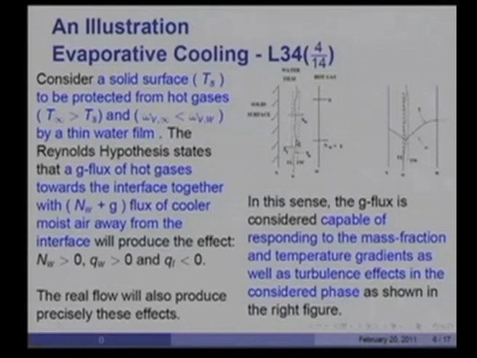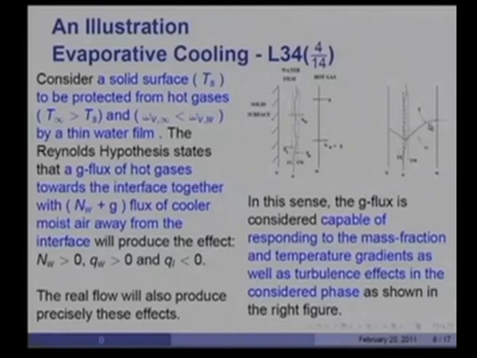Now, this is what we expect the real flow to do, and the Reynolds flux model claims that it will do precisely that. So, in this sense, the G flux is considered capable of responding to the mass fraction and temperature gradients as well as turbulence effects in the considered phase, as shown in this figure on this side.